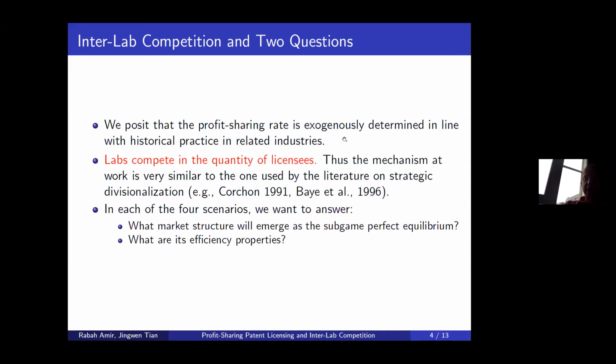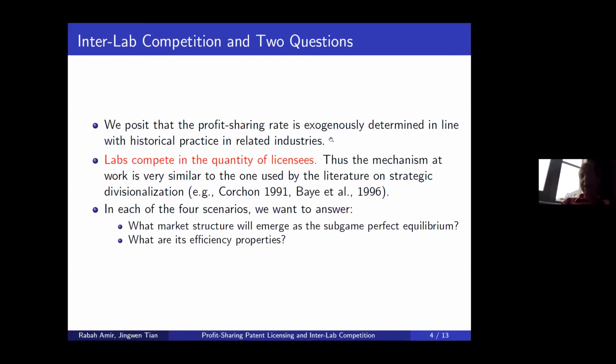So the key assumption is this: the profit sharing rate is not endogenous, it's exogenously determined according to historical practice in related industries. It doesn't matter what it is, as long as it's exogenous and fixed. Could be 10%, 20%, 50%, 80%, whatever, as long as it's constant.